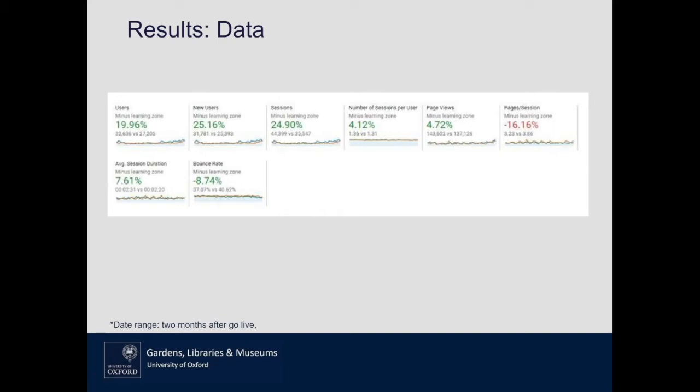So all of the metrics have gone up, with the exception of pages per session, which has gone down by 16%. But we think that's because people are finding the content they want more readily, particularly as the time on page has gone up. So once they're on the pages, they're spending longer.